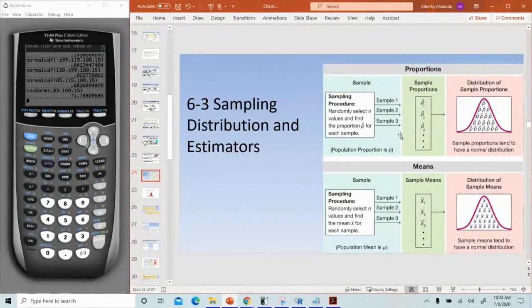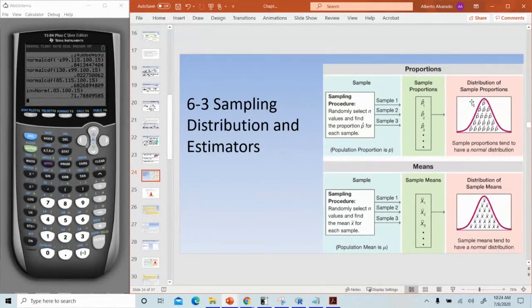So this is the idea behind sampling distribution. With samples, in the case of the means, it said the 5 cheetahs. In the case of the proportions, it said flipping the 10 coins. Dealing with proportions, that's what p hat is. Dealing with means, that's what x bar is.